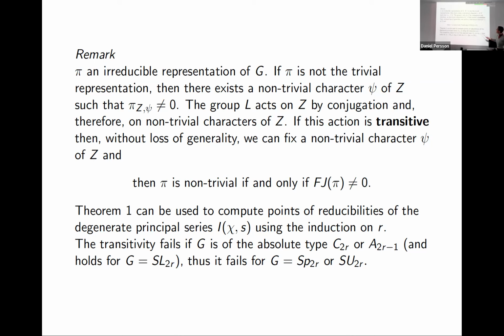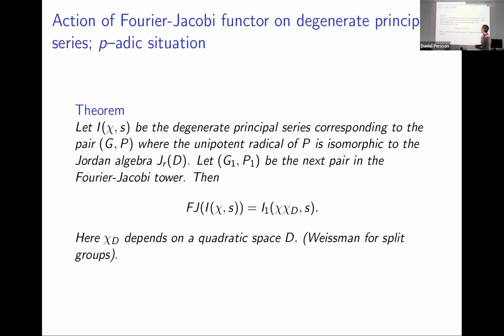So somehow Fourier-Jacobi functor is exact, and it kills only the trivial representation. So the important thing here is this. From some general consideration, you know for which S's you get a trivial representation. But for all other S's, you can reason like this.